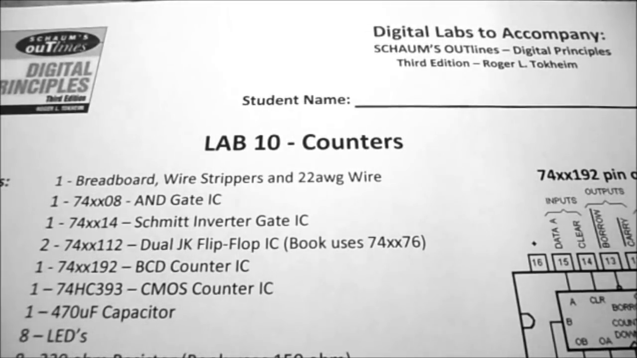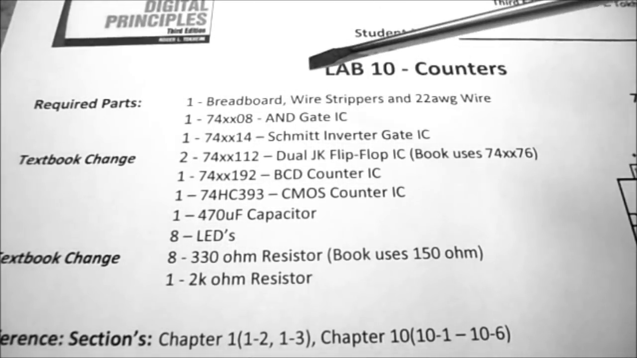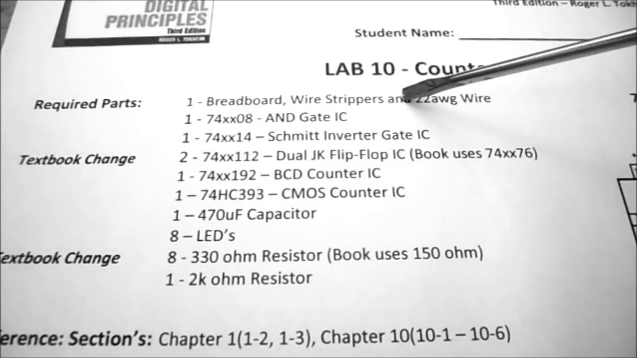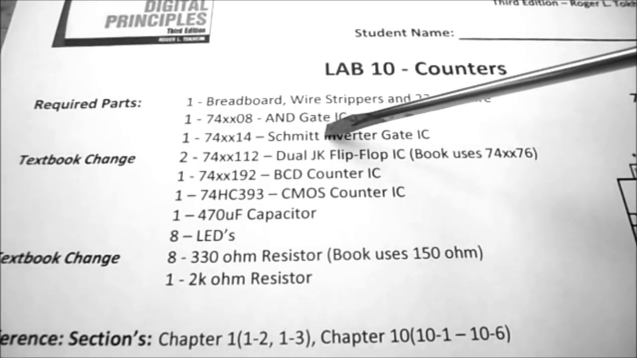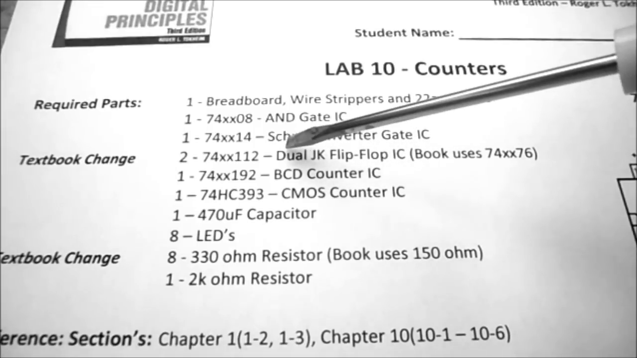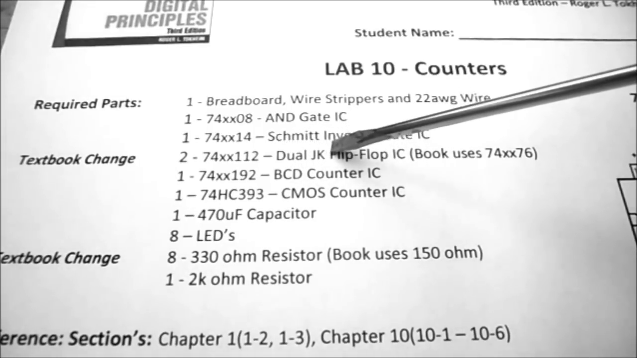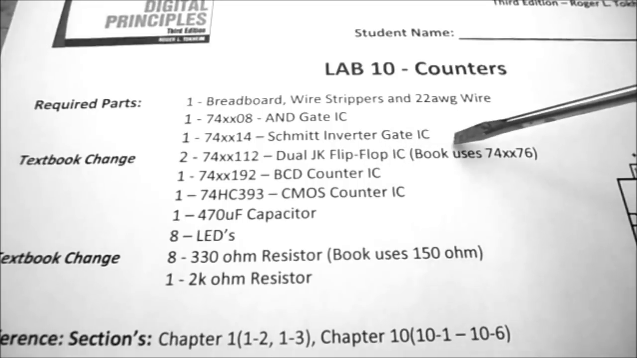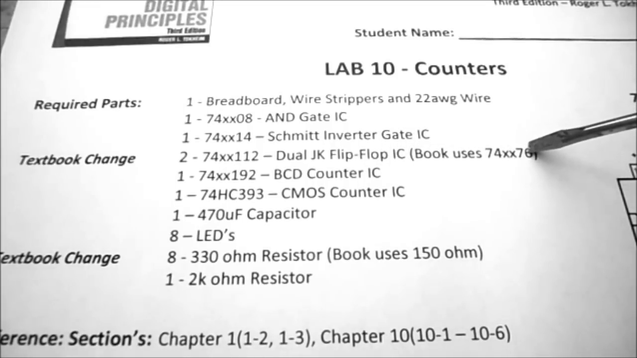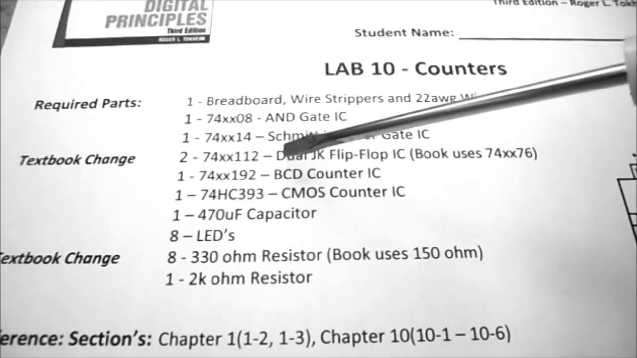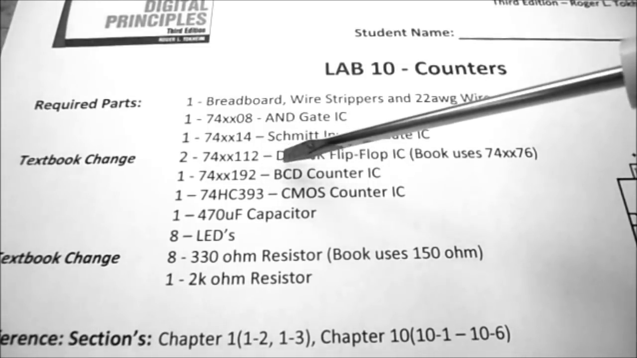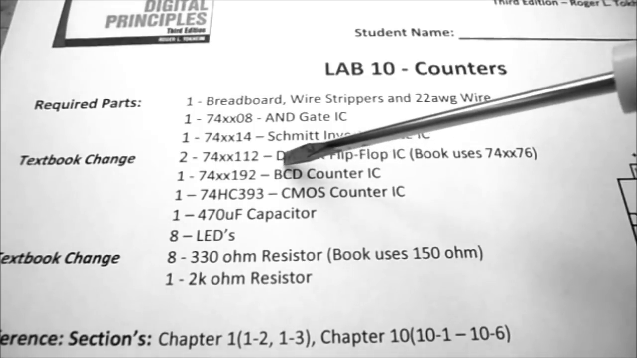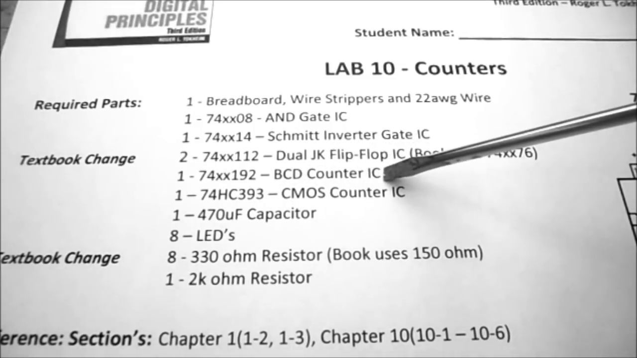Today, in Digital Labs, we're going to be looking at lab number 10, counters. And you can see we're going to need our breadboard, wire strippers, and wire. We're going to be using a 7408 AND gate, a 7414 Schmidt inverter, the 74112 dual JK flip-flop. And remember, the book uses a 7476. And the new IC is going to be the 74192, which is a BCD, or binary coded decimal counter IC.